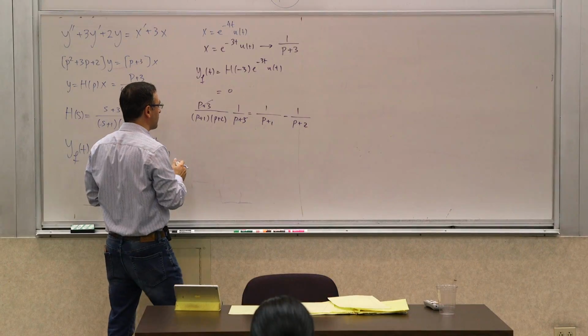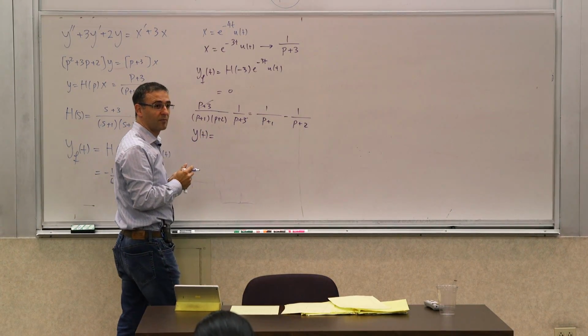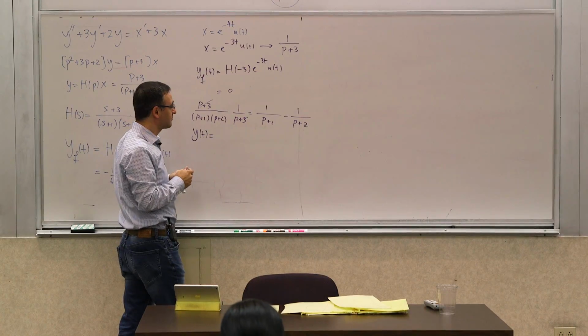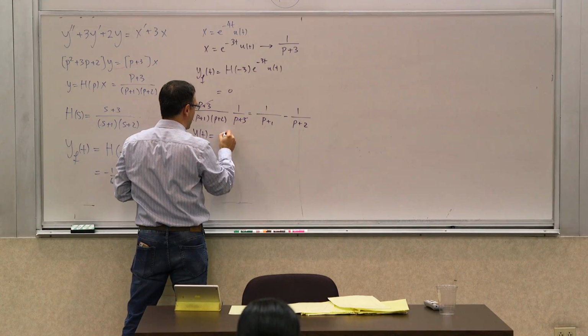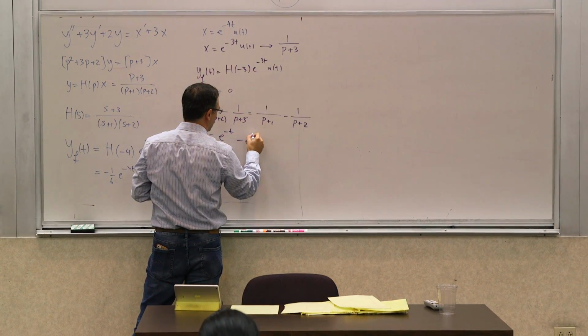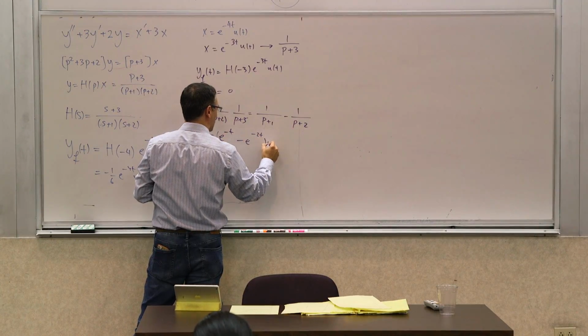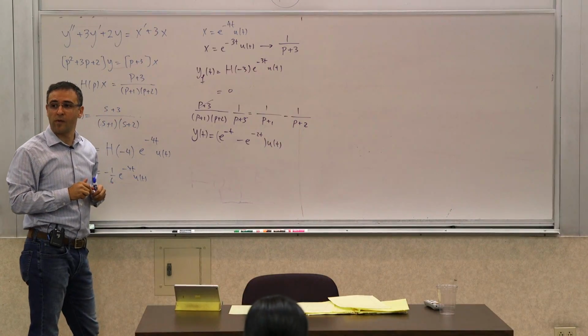And once you have that, what is the response? What is y of t? Overall response? e to the negative t u of t, minus e to the negative 2t u of t. Right?